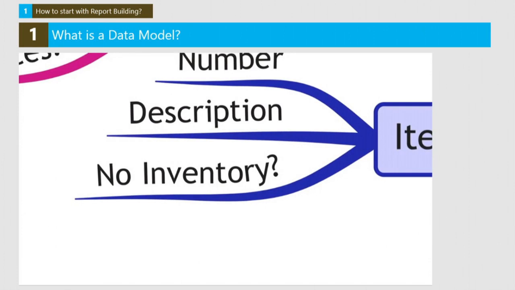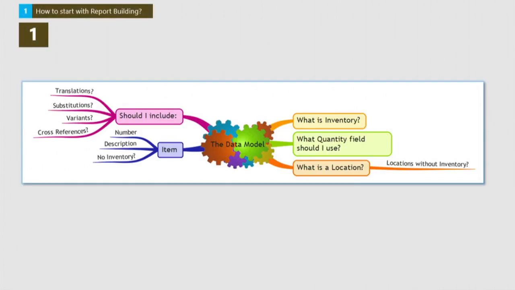For example, also, what happens if there is no inventory for an item? So to summarize this, for our items here we have actually an overview of the kinds of questions we have to ask ourselves when we are going to build the data item for our report.